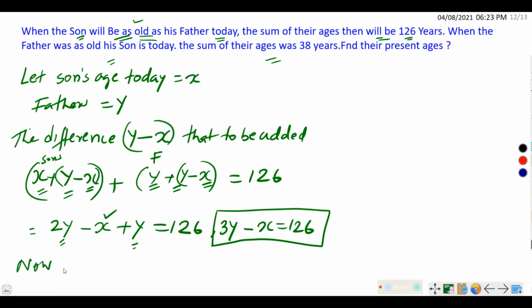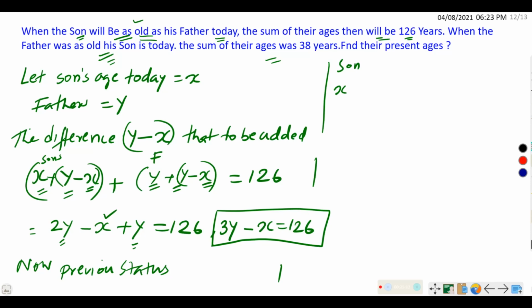Now the second situation. Father's age should go back to son's age. So that difference again should be subtracted from father's age, that much to be subtracted from son's age, that much difference. The difference is the same again. That is the beauty of the sum. So we have to think in that way. What will happen when father's age is equal to that of son? So son's age, which is x at present, will go back that much, which is equivalent to the difference.